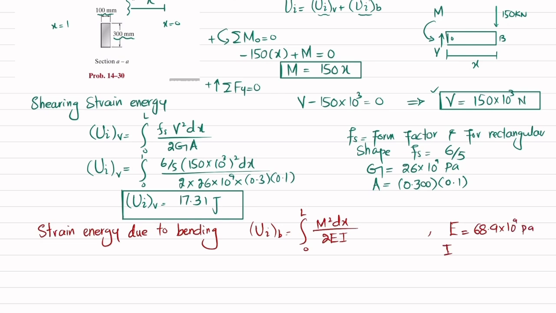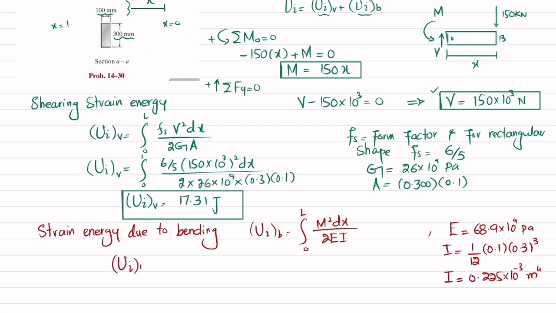And what about I? I is the second moment of inertia for this rectangular section. It is equal to 1 over 12 times breadth, which is 100 millimeter, in meter 0.1, and height 0.3, cubed. When you calculate it, it will give you 0.225 into 10 to the power minus 3 meter to the power 4. So you can just put it in this formula.